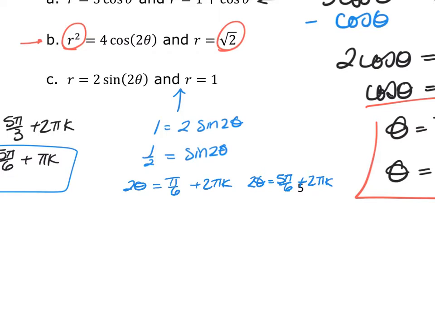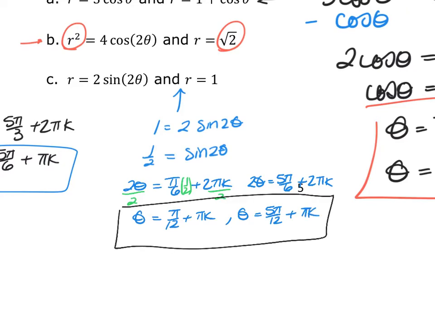Now I divide everything by 2, just like I did before. Divide by 2 or multiply by 1/2. So I have theta is equal to pi over 12 plus pi k. And similarly, theta is equal to 5 pi over 12 plus pi k. So those are my final answers, and this finishes 11.4 and 11.5.